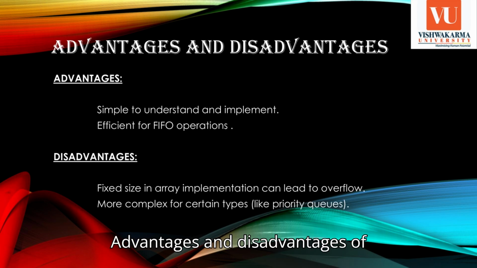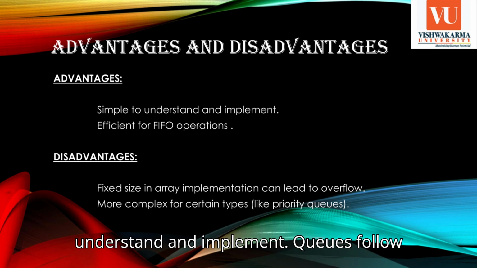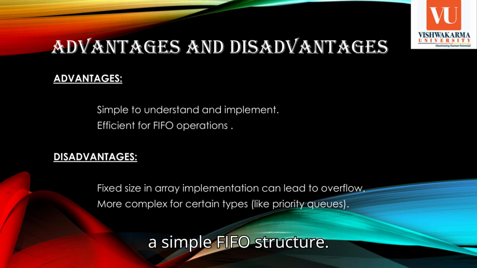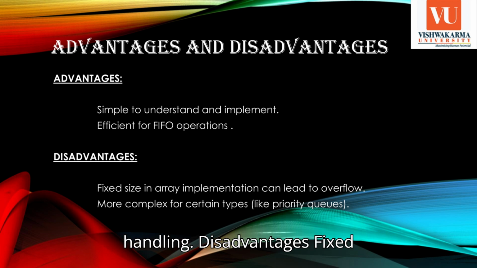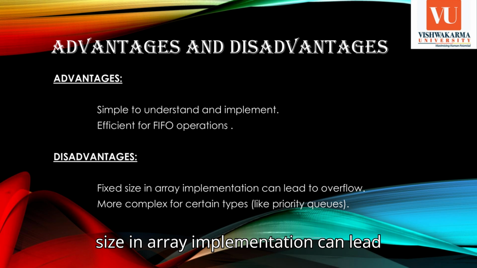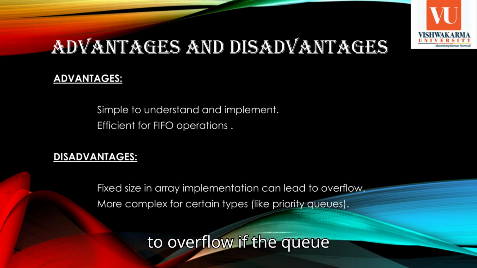Advantages and disadvantages of queue. Advantages: easy to understand and implement. Queues follow a simple FIFO structure, efficient for FIFO operations, ideal for tasks requiring ordered processing like scheduling and request handling. Disadvantages: fixed size in array implementation can lead to overflow if the queue exceeds its size limit.